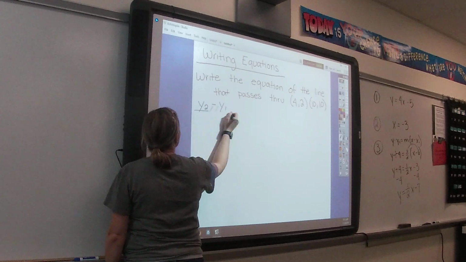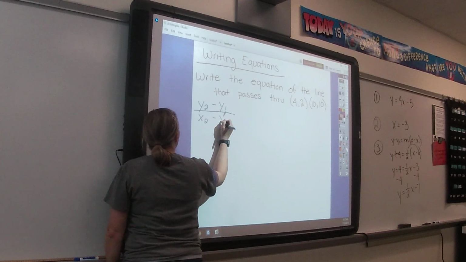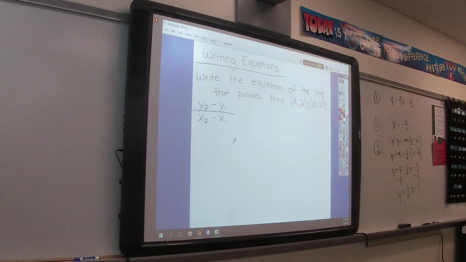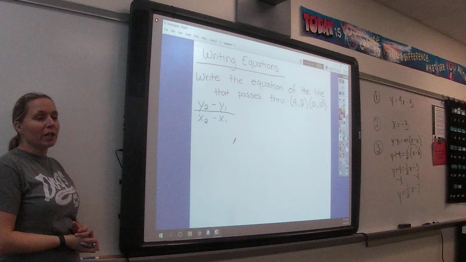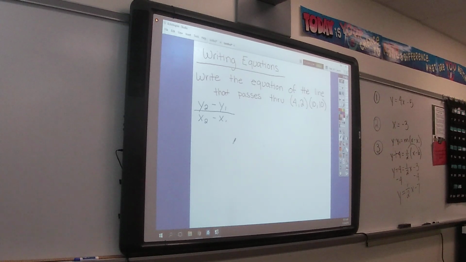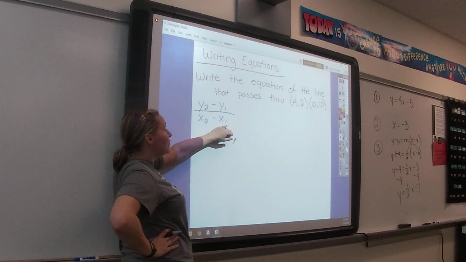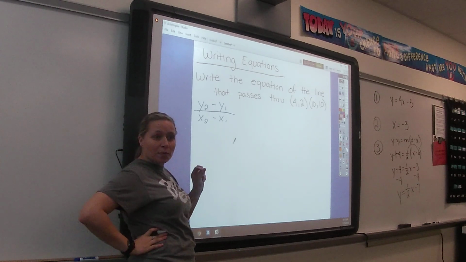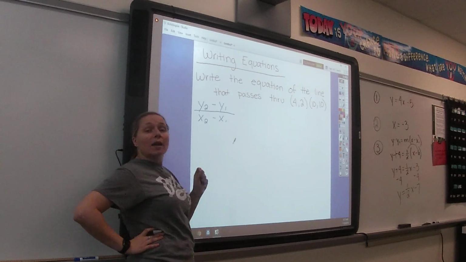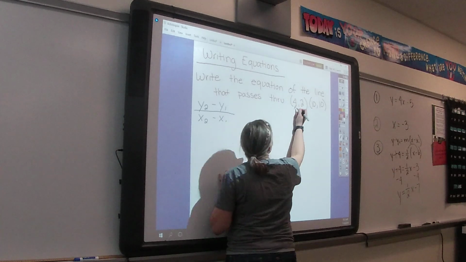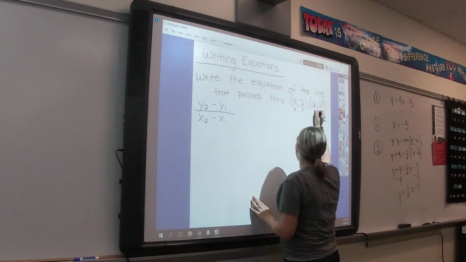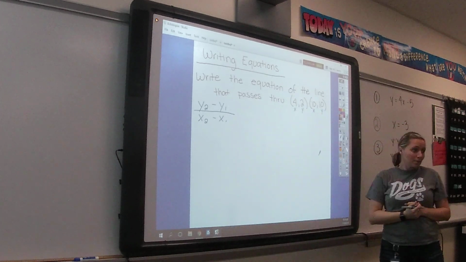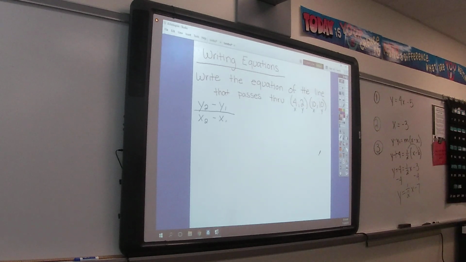y2 minus y1 over x2 minus x1. Okay, now here's your chance to go backwards and relearn. Lots of us are fine with slope, but there's a couple of us who could probably use a little bit of review, so here's your chance. Right, we have this formula that tells us how to find slope between 2 points, where every ordered pair is an x, y. Okay, so we have 2 ordered pairs that are x, y.